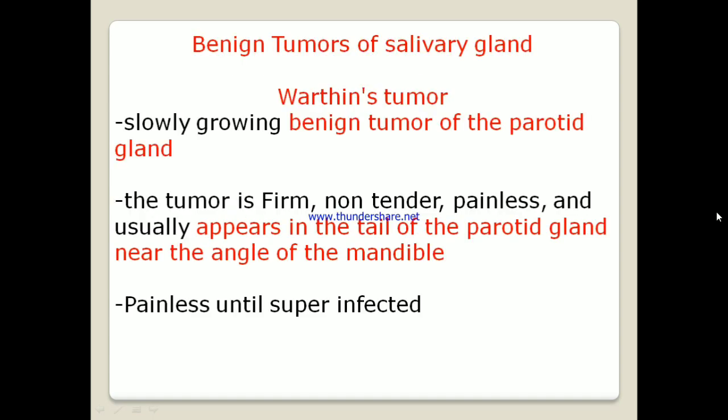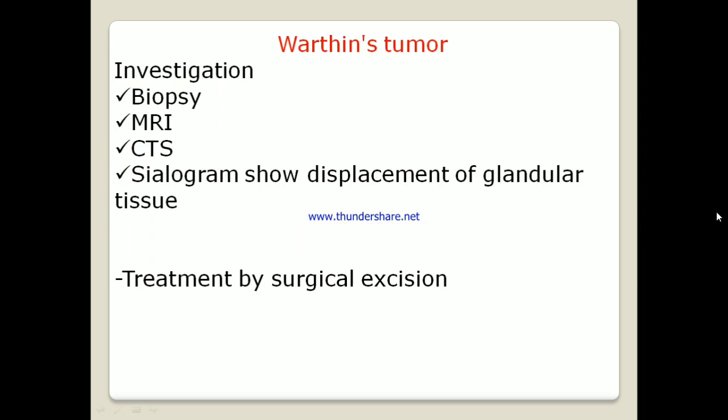Benign tumors of salivary gland. Warthin's tumor. Slowly growing benign tumor of the parotid gland. The tumor is firm, non-tender, painless, and usually appears in the tail of the parotid gland near the angle of the mandible. Painless until superinfected. Investigation: biopsy, MRI, CT. Sialogram shows displacement of glandular tissue.